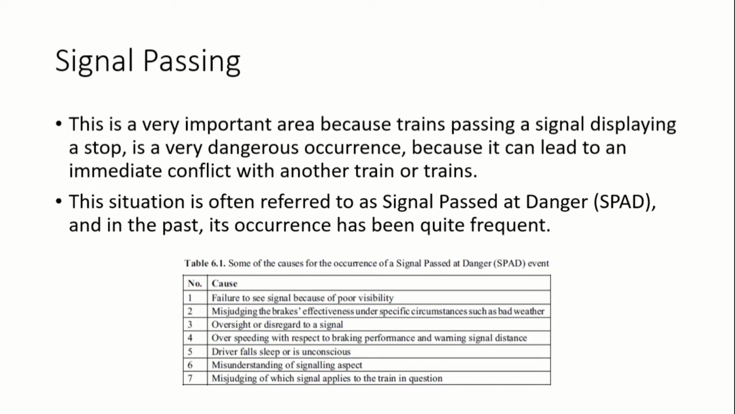So this situation is often referred to as signal passed at danger, SPAD, and in the past its occurrence has been quite frequent. So dia kata sebelum ni sebab kebanyakan sebelum ni menggunakan fixed signaling punya method, tapi sekarang mostly adalah moving blocks lah, which all the trains are moving automatically.